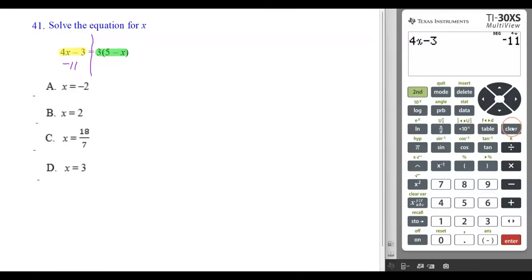3. I'm going to hit clear. 3. Open parenthesis, 5 minus x. Close your parenthesis. Hit enter. And I get out a 21. These didn't come out the same, so A is gone. A can't be my answer. And I'm just going to continue this process till I get the same thing out on the left side as I do on the right side.